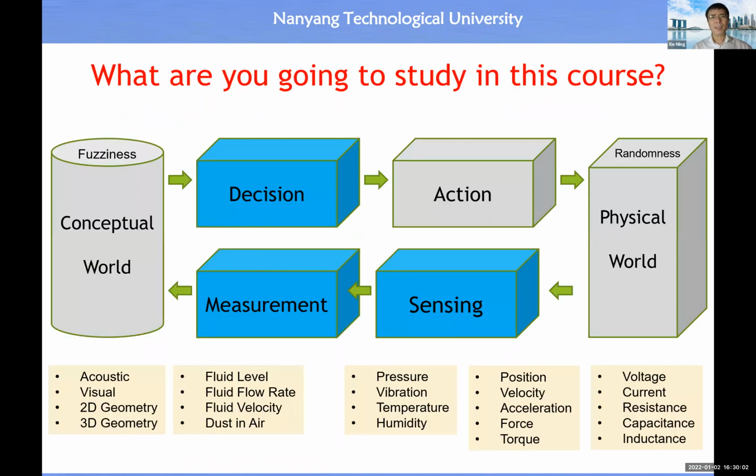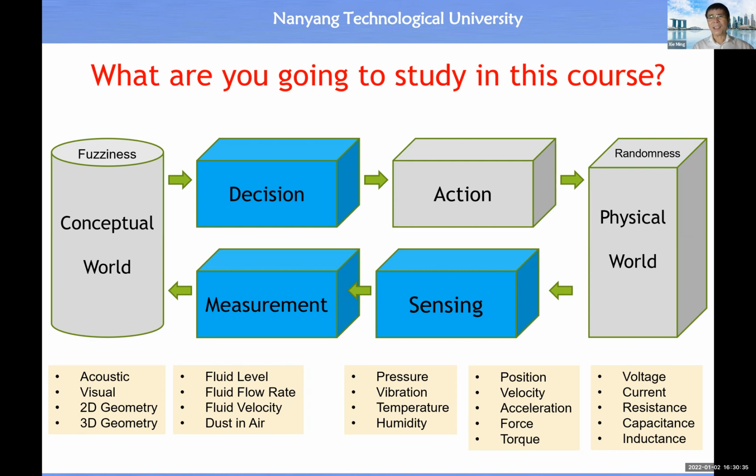Then the third common question that you may have in mind is about what you are going to study from this course. Basically, this course covers the physical principle behind the design of popular sensors in the domain of electronics, in the domain of mechanical systems, and also in the domain of environmental systems, and in the domain of intelligence systems.